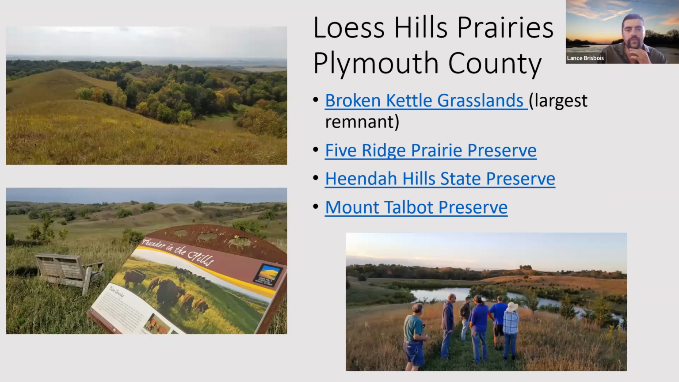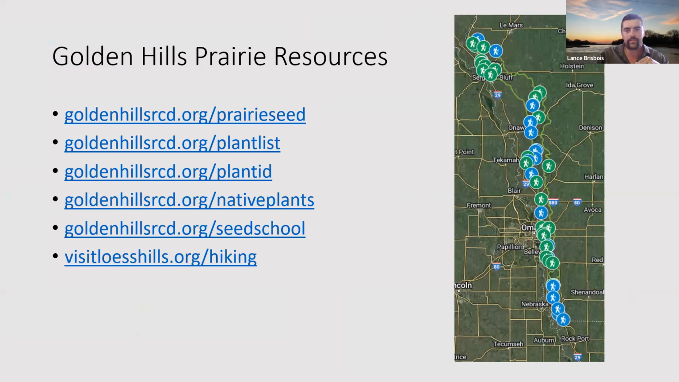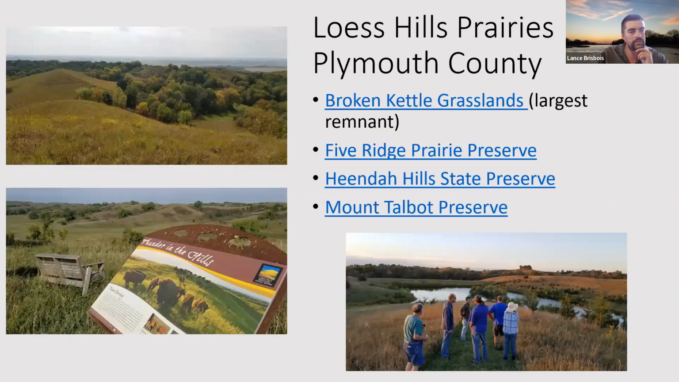Okay, I'll just run through real quick. We've got a bunch of slides about places where you can go see prairie. So a lot of the ones that are on this map, I'm going to just run through real quick, and I've got some photos. So I'll go north to south. Plymouth County, Broken Kettle Grasslands, that's the largest remnant and the largest roadless area in Iowa. And then not far from there is Five Ridge Prairie, Hiding Hills, Mount Talbot.